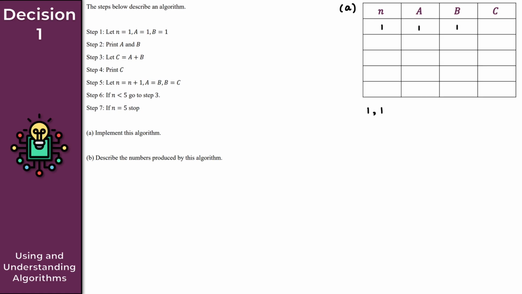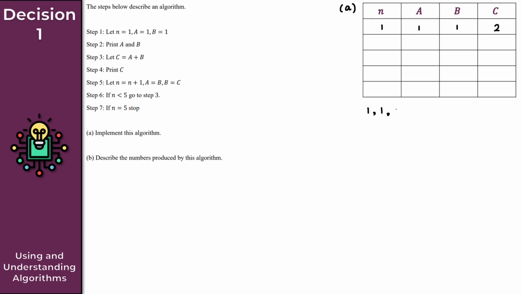Now for step 3, we let c be equal to a plus b. So a is 1, b is 1. So 1 plus 1 is 2. Step 3 complete. Now for step 4, we print c. Again, all I do here, underneath my trace table, is write down this value of c.